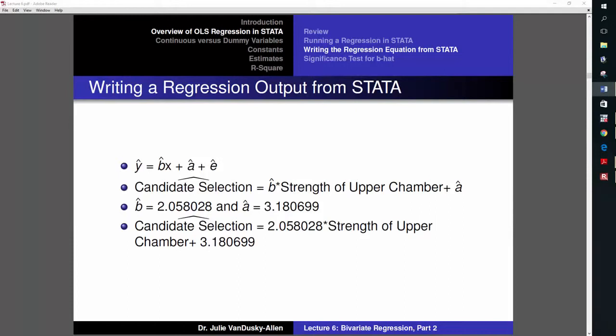So if you recall, the equation for a regression output is dependent variable hat equals b hat times the independent variable plus a hat plus e hat. We are ignoring the e hat for the time being. So given that our dependent variable is party's control over legislative candidate selection, and strength of upper chamber is the independent variable, we have candidate selection hat equals 2.058028 times strength of upper chamber plus 3.180699.